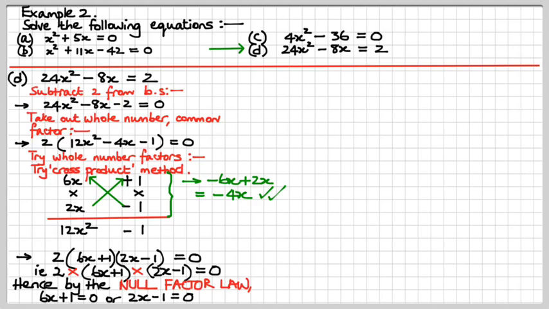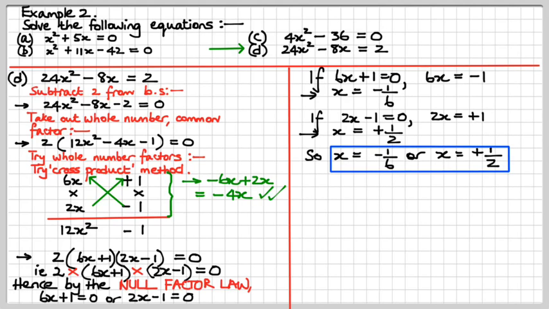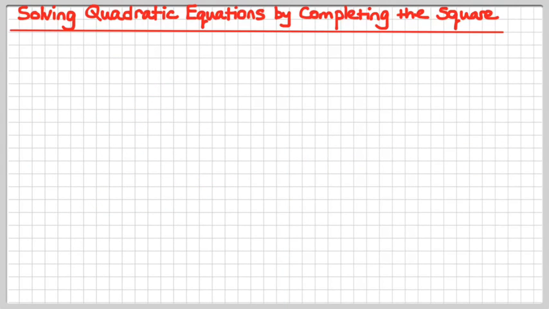Then when we solve them for x, the first one we get x is minus 1/6. And the second one, we get x is plus a half. There you go, and that's the answer, guys. We did it. You see? How marvellous. Now, beware, because I think we have to complete the square.